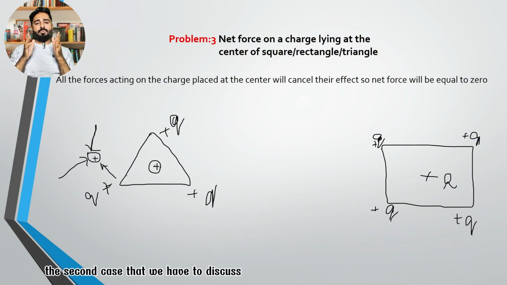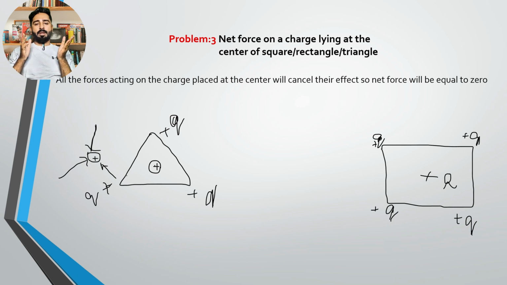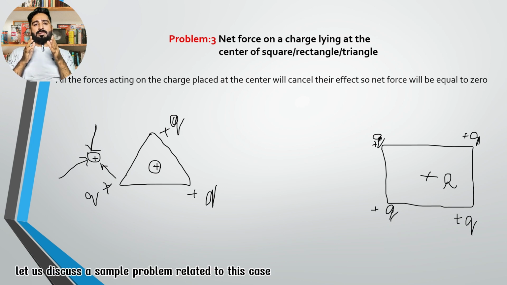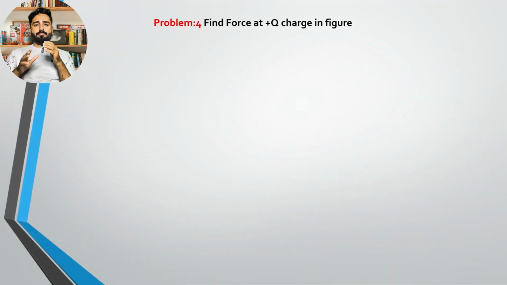The second case that we have to discuss: it may be possible in some cases that the charges at the corners do not have the same magnitude, or they do not have the same nature. Then what will happen? Then in that case, at the central point charge, the net force will not be equal to 0, and the charge will not remain stationary. Let us discuss an example problem related to this case.